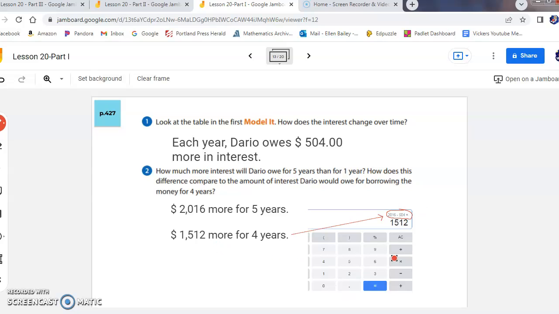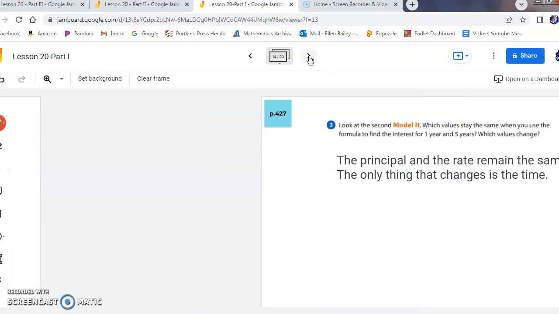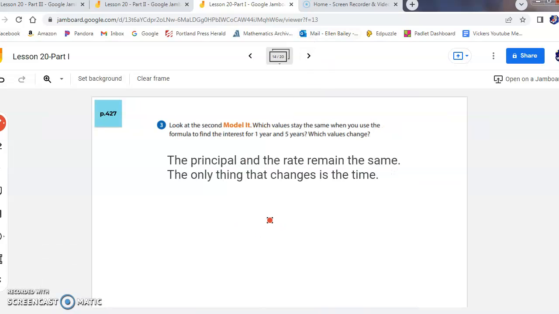Of course you don't need to do this calculator thing, but if you could please just write in this piece right here, that would be great. Again, pause as needed. All right, let's look at number 3 now.